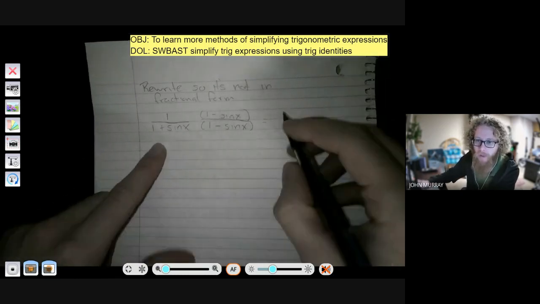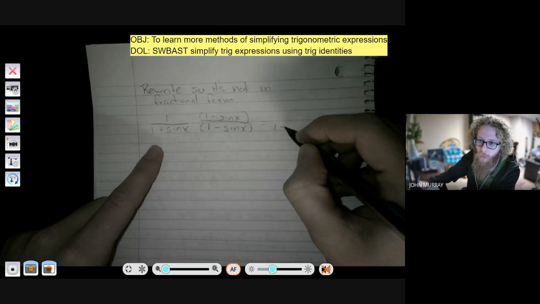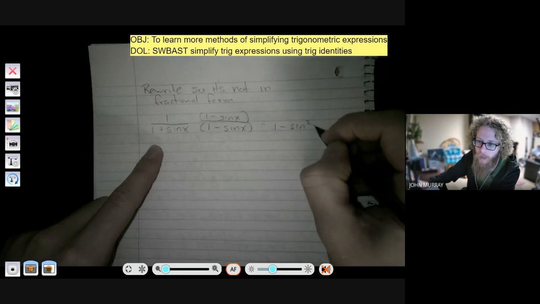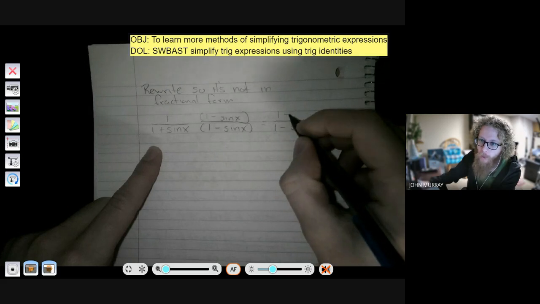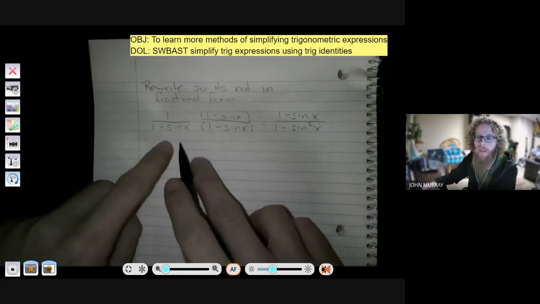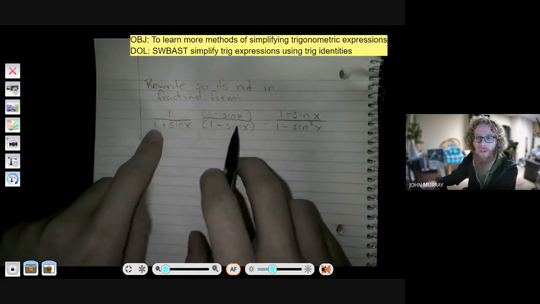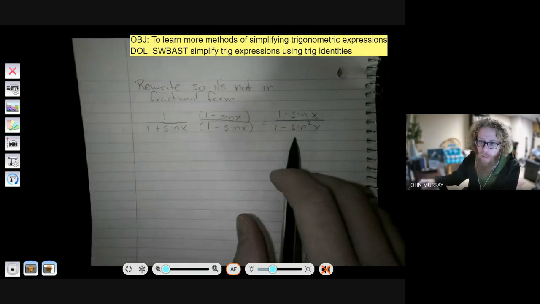So here we have a perfect square. When I multiply these, when I FOIL them, I'm going to end up with 1 minus sine squared x. And in the top, I have 1 minus sine x, right? 1 times that. And here, the middle terms cancel out. I get a negative sign and a positive sign, and they eliminate each other.